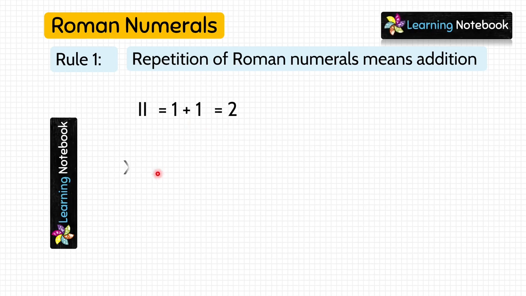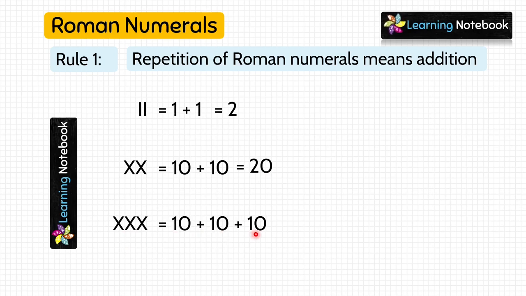In the same way, if we are given XX, here X is being repeated. So we will do 10 plus 10, which is equal to 20. Similarly, XXX means we will add 10 3 times, which is equal to 30. So this is rule number 1. Repetition of Roman numerals means addition.